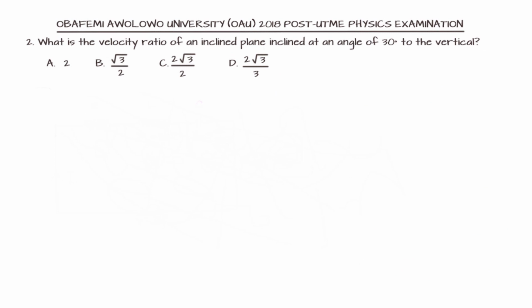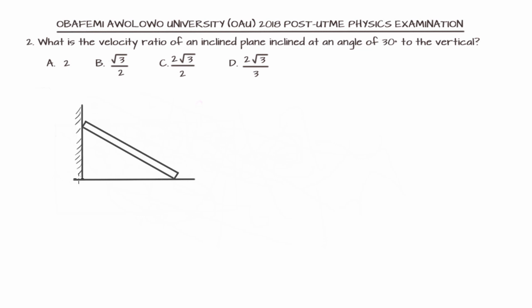In this question, we're asked to find the velocity ratio of an inclined plane inclined at an angle of 30 degrees to the vertical. Now, the question looks very, very simple, but if one is not careful, one is going to miss it. Why? In the question, we are told that the inclined plane is inclined at an angle of 30 degrees to the vertical. They were explicit to tell us it is to the vertical. So if we are to show our diagram, what we are going to have is something like this.